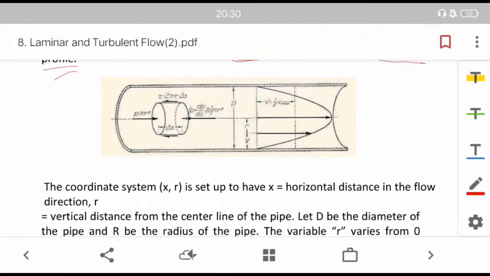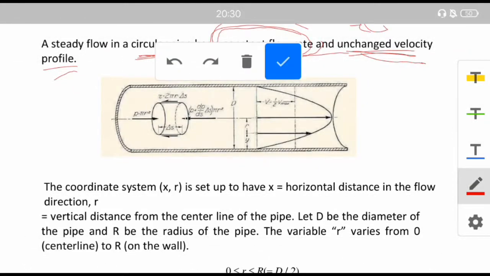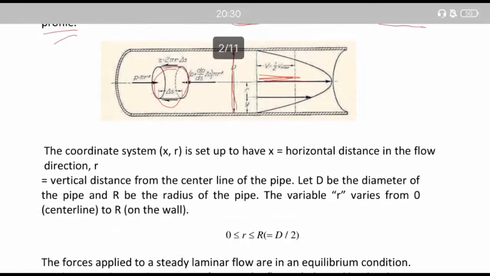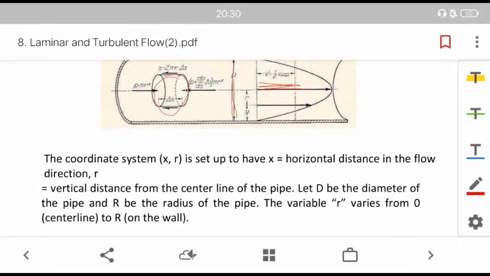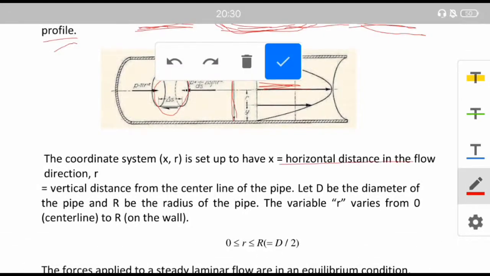So here's a pipe where V is equal to half V max. We are expecting that D is the diameter of the pipe, and we have also similarly taken one element. The coordinate system x, r is set up to have x equal to the horizontal distance in the flow direction, and r, which is equal to the vertical distance from the center line of the pipe.